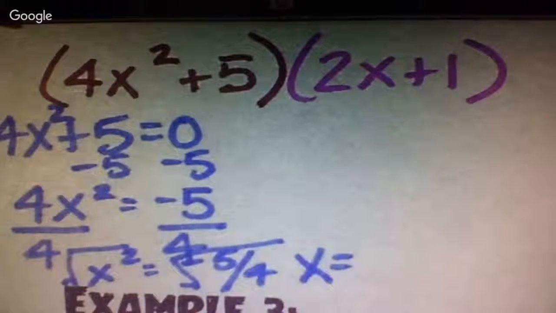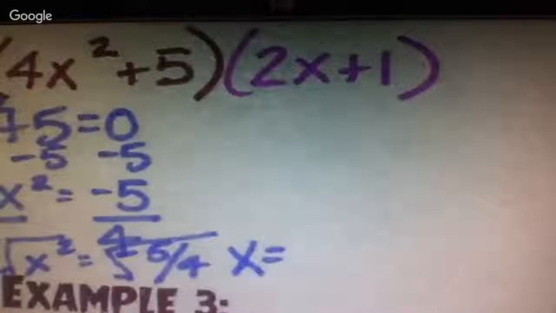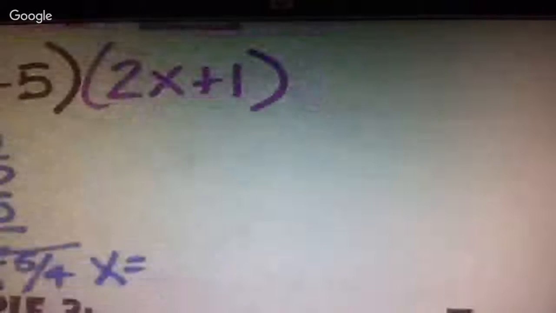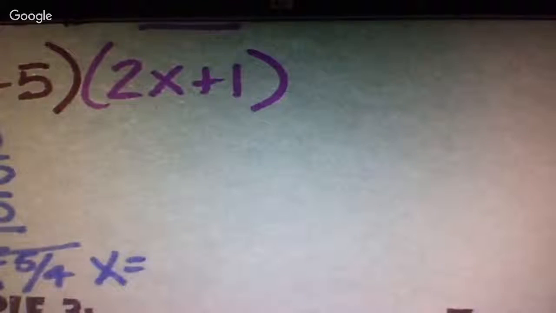Is the square root button on this calculator? Yes, sir. Second, and then your square button. Oh, I see. So I have a question. Would you have to do both of those? Yes, you would have to do both. Set them both equal to 0.